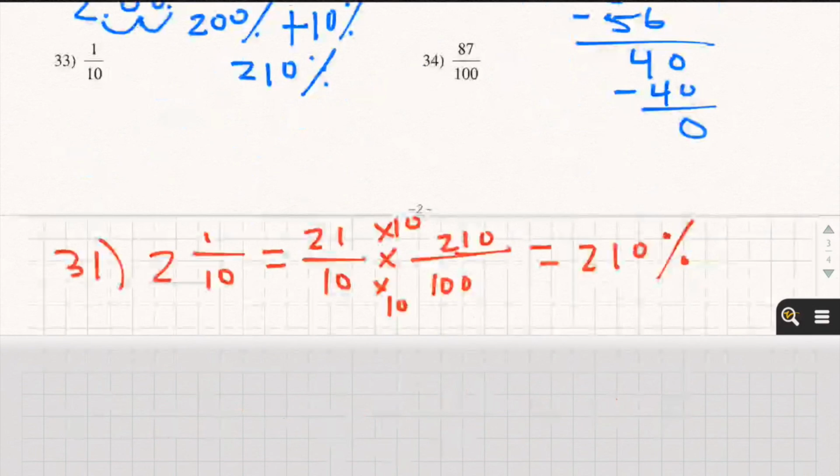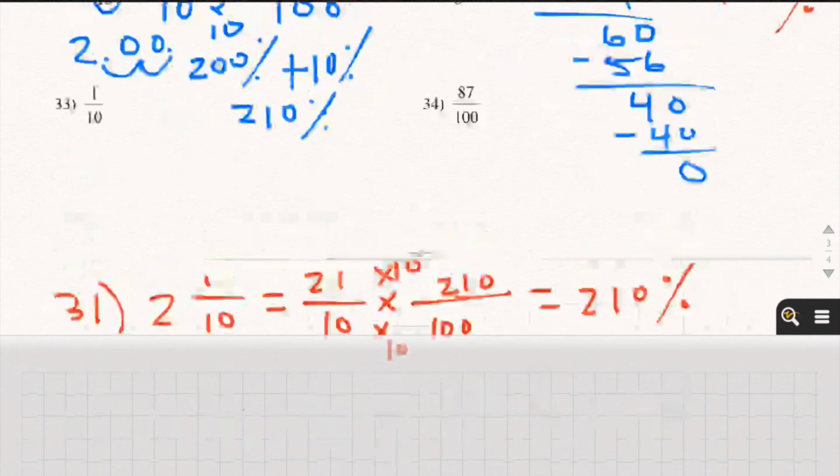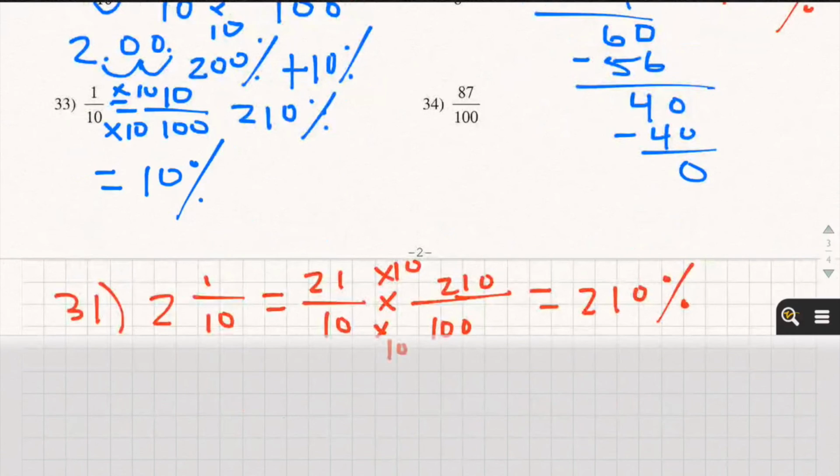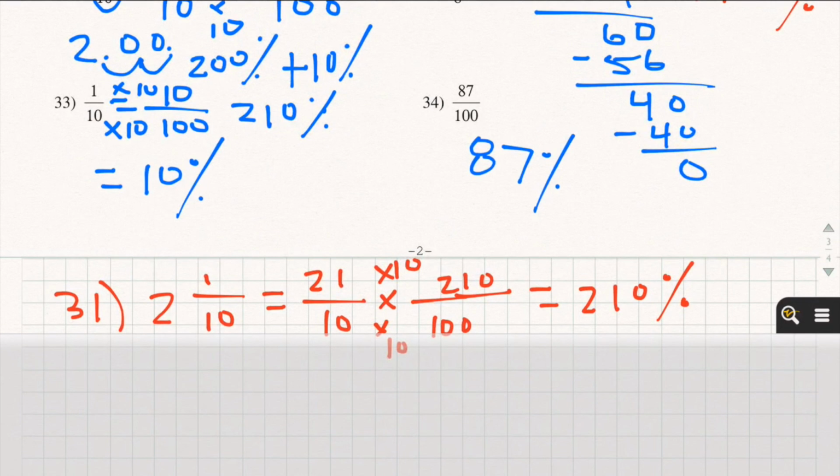And we get 37.5%. Okay, number 33, 1/10. Again, because we can multiply the top and bottom by a factor of 10 to get 100 on the bottom, it makes it easier. 1 times 10 is 10, so we end up getting 1/10 equals 10%. Number 34, 87 out of 100. Because 87 is over 100 already, we know right away that is 87%. And this is converting fractions, decimals, and percents.